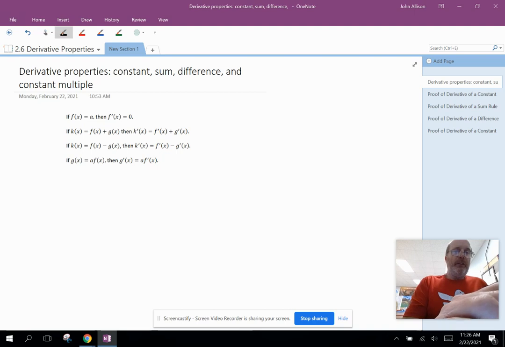The rules tell us that if f of x is some constant function where a is a constant, then f prime of x is equal to 0. Remember, if we have a constant function, f of x equals 3, then this is saying the whole graph is a horizontal line. The y values are not changing. So we end up with f prime of x equals 0. That's all this is saying.